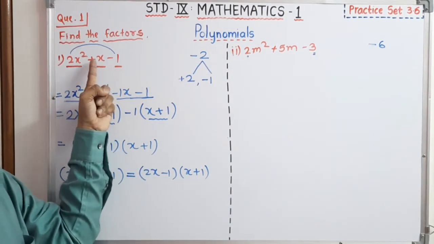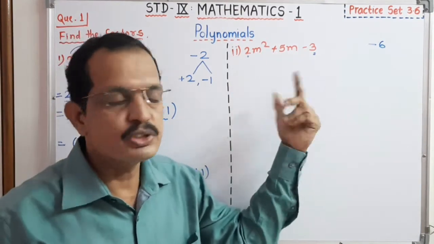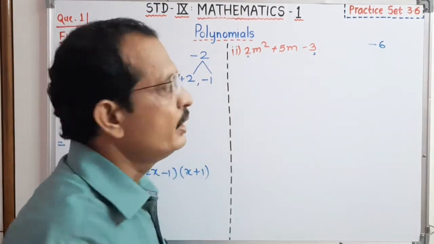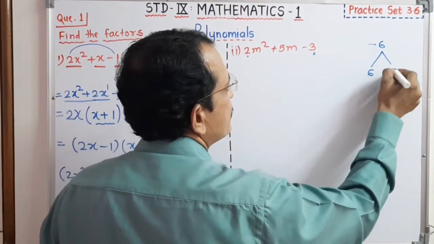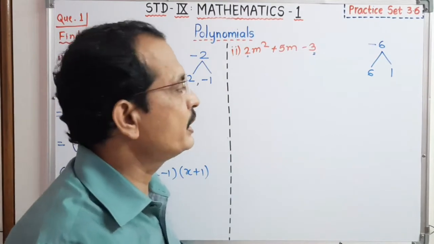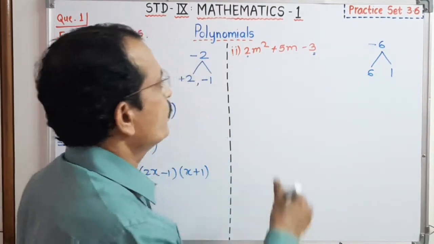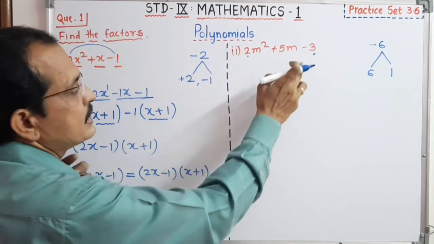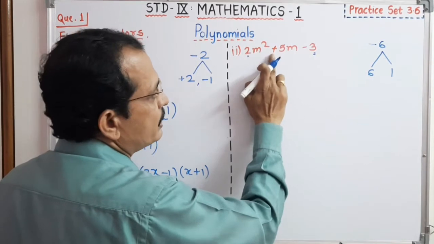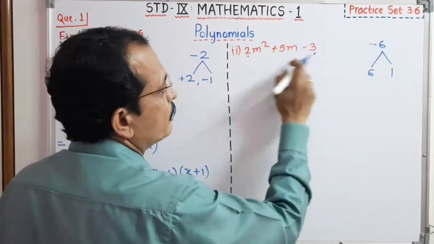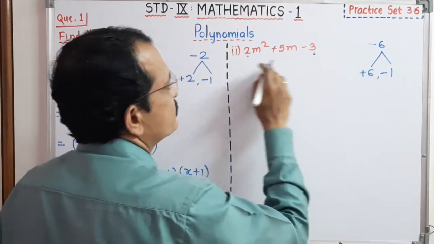Why 1? The coefficient of the middle term is 1. Here it is 5. Why 5? The coefficient of the middle term is 5. Now tell me the factors of this 6. 6 1s are 6. If we subtract 1 from 6, we will get 5. Now see the sign. The sign of the constant term is minus. Therefore, the sign of the middle term goes to the bigger number: plus 6, and here it is minus 1.